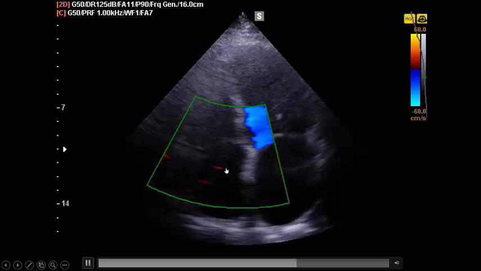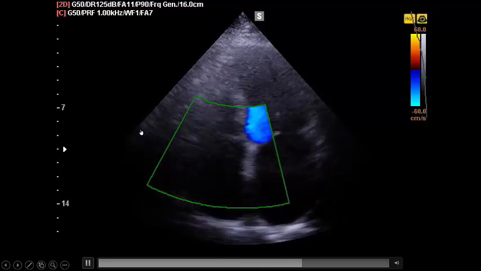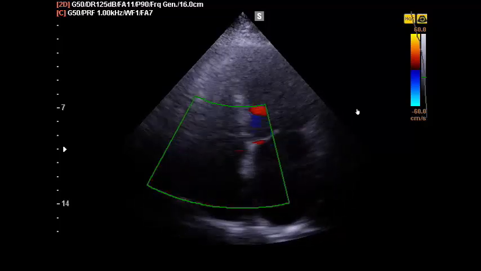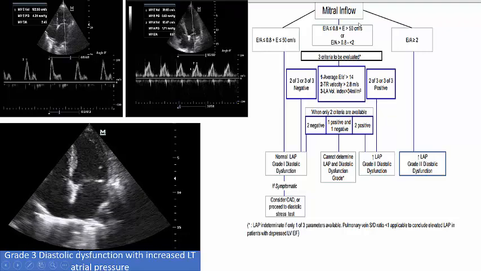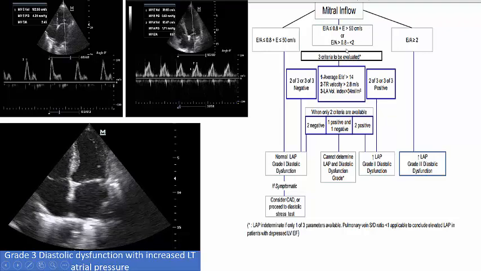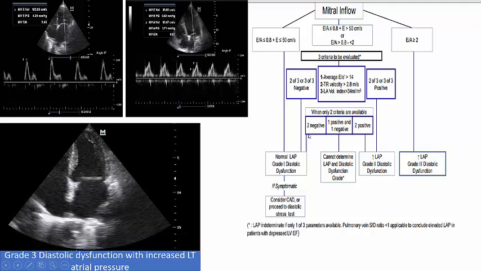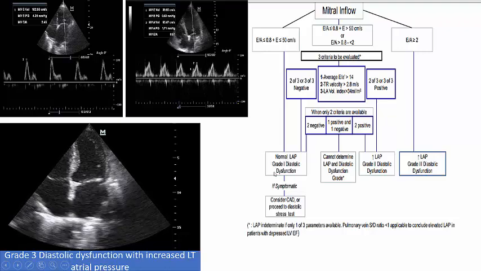And if you consider that the average E over E prime is less than 14, there is no tricuspid regurg, and only the left atrium is dilated, the diastolic dysfunction in this patient will be grade 1. According to the American Society of Echocardiography and the European Association of Cardiovascular Imaging, average E over E prime is less than 14, no tricuspid regurg, and only left atrial volume is high. That means 2 criteria negative and 1 positive. It goes with normal left atrial pressure, grade 1 diastolic function.